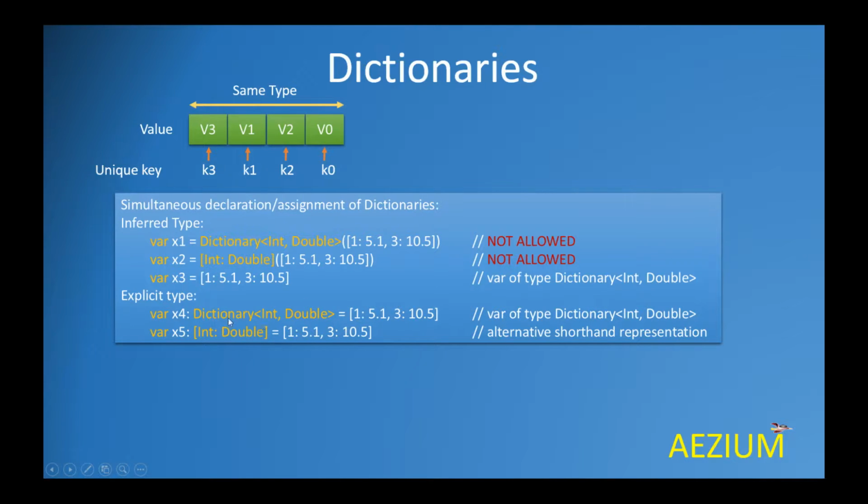The shorthand for this is shown here. We could use this format, which resembles the actual entries of the dictionary here. So we can see the key type followed by colon. So this has a one-to-one relationship with the first entry of the pair, and this one is the type of the value for each key value pair, and this corresponds to the second entry in a pair, in this case 5.1 or 10.5.